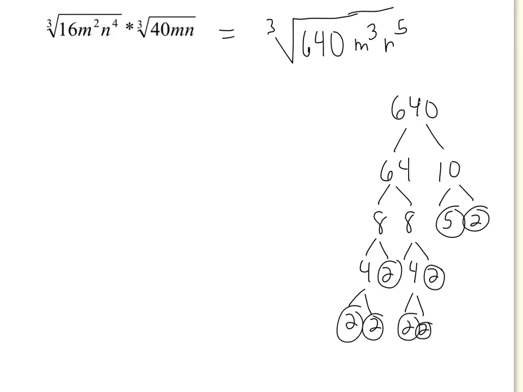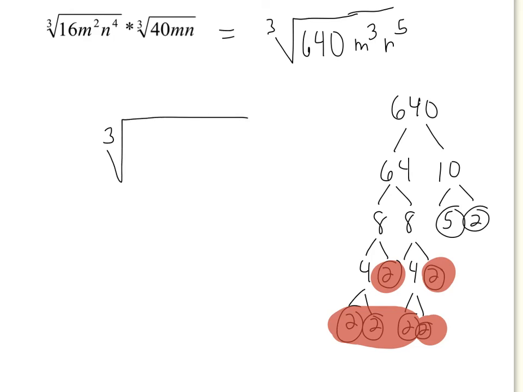So a lot of numbers in this one. So now I'm looking for perfect groups of 3, so I need 3 things to match. Well, I have 3 2s right there, so there's 1. And then I have another 3 2s right there. So I do not have anything else. I have this 5 and 2, but they don't have anything to match it with. So when I simplify my cube root, I have 2 groups of 3 2s that come out.